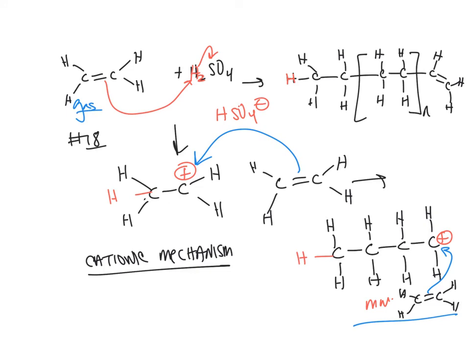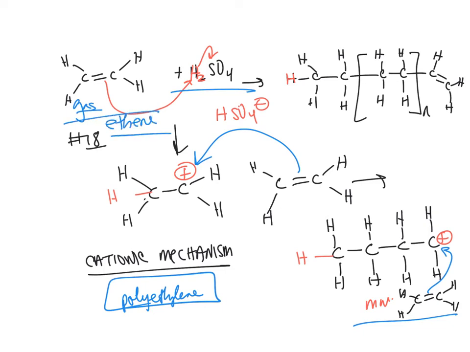And that is polyethylene. So if you've ever touched polyethylene polymer, this is how it is made, just with some sulfuric acid and ethene gas. All right, so basically you just have questions 16 and 17 for that 11A POGIL exercise.